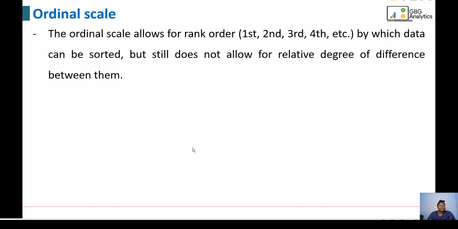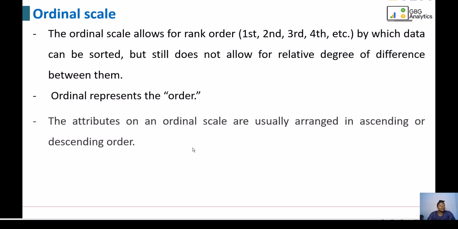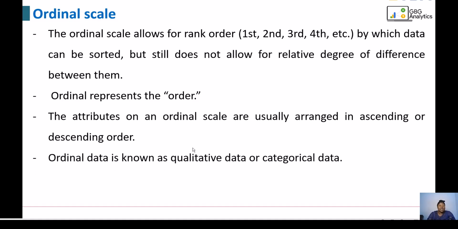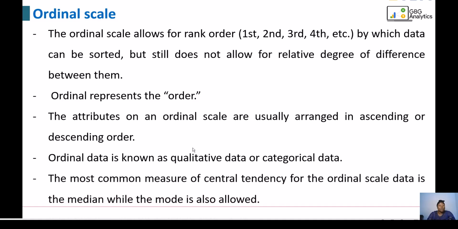So what is the ordinal scale? It allows you to rank order, like first, second, third, or fourth, by which data can be sorted, but still does not allow for relative degree of difference between them. So ordinal could represent the order. The attributes on an ordinal scale are usually arranged in ascending or descending order. Ordinal data are usually known as qualitative or categorical data. The commonest measure of central tendency for ordinal scale data is the median, while the mode is also allowed.